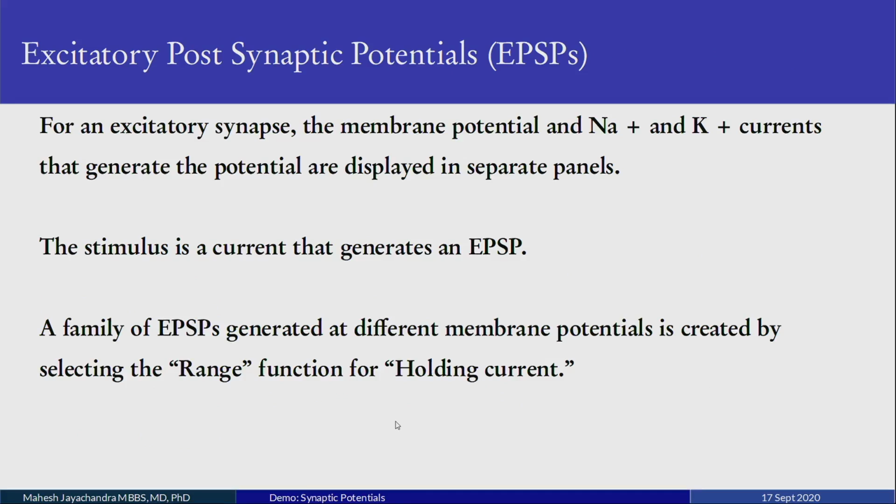Okay. So EPSPs. For an excitatory synapse, the membrane potential, sodium and potassium currents that are generated are displayed in separate channels. The stimulus is a current which generates an EPSP, and a family of EPSPs generated at different membrane potentials is created by selecting the range function for the holding current.